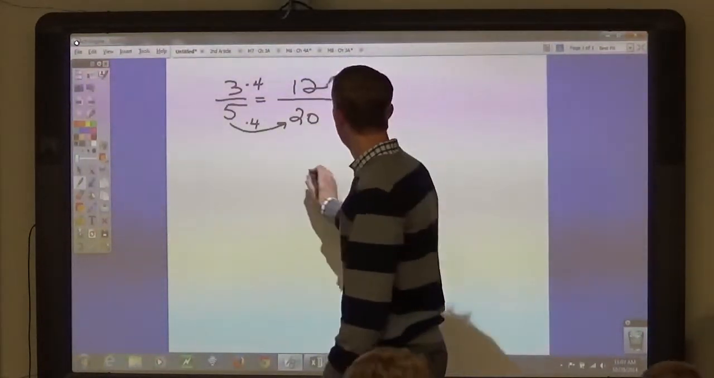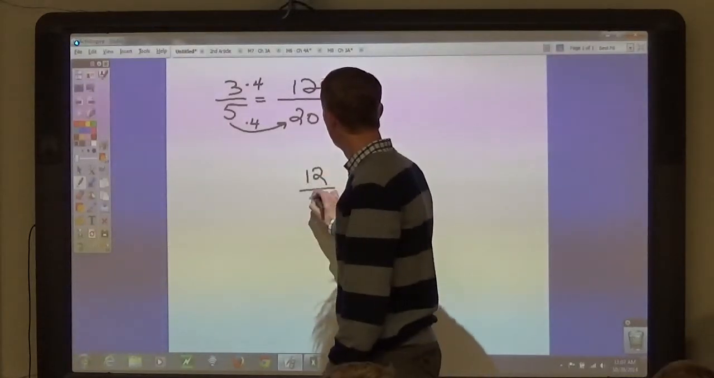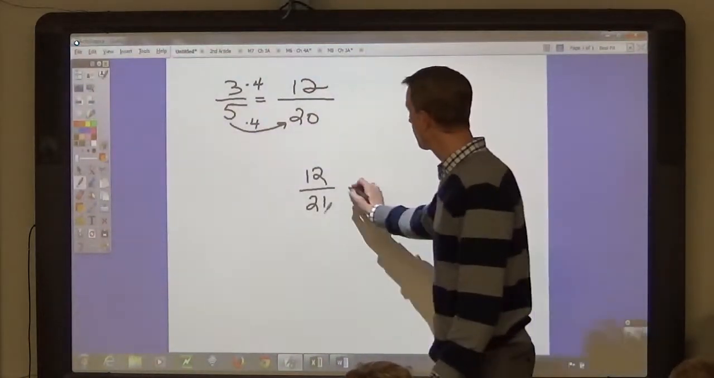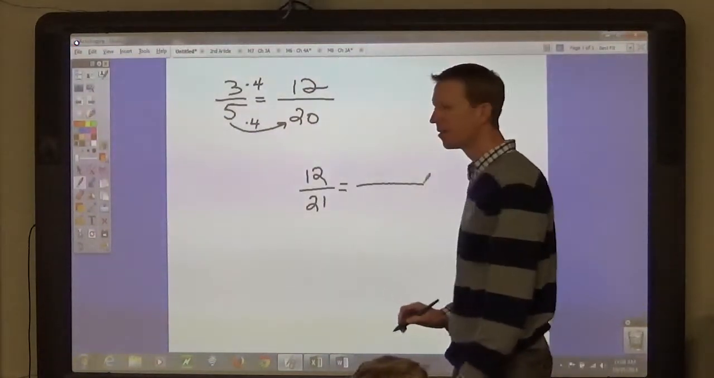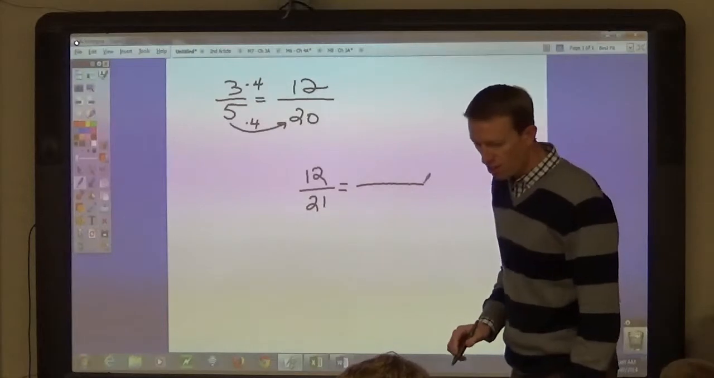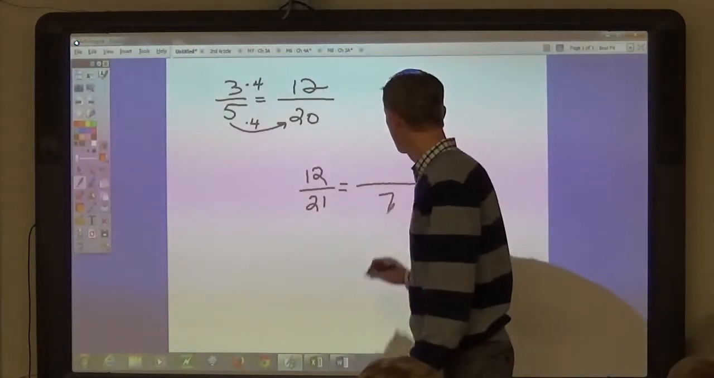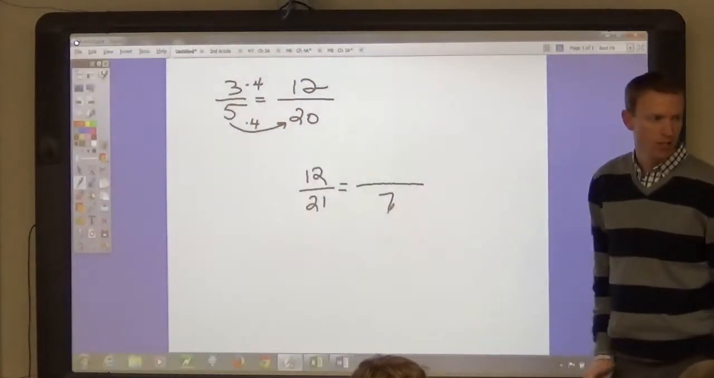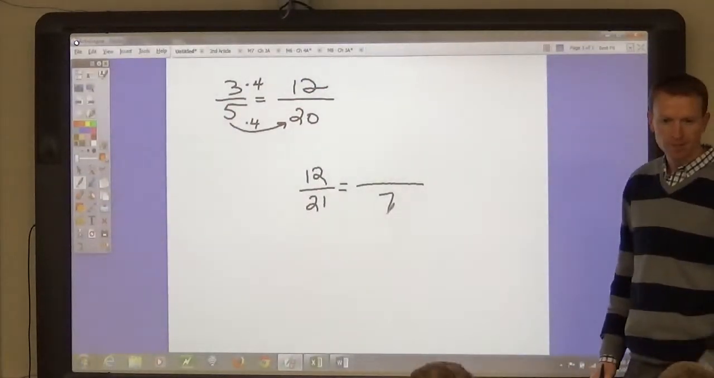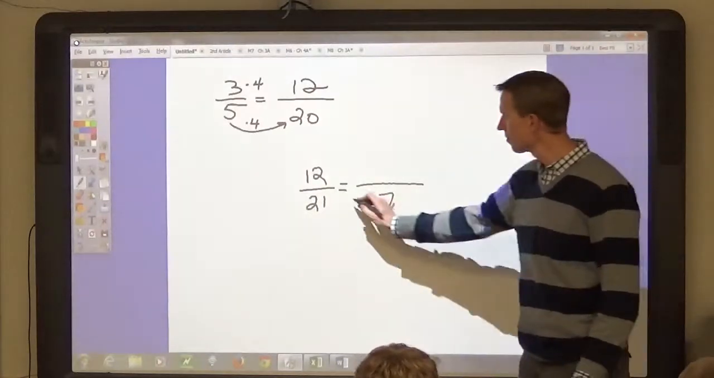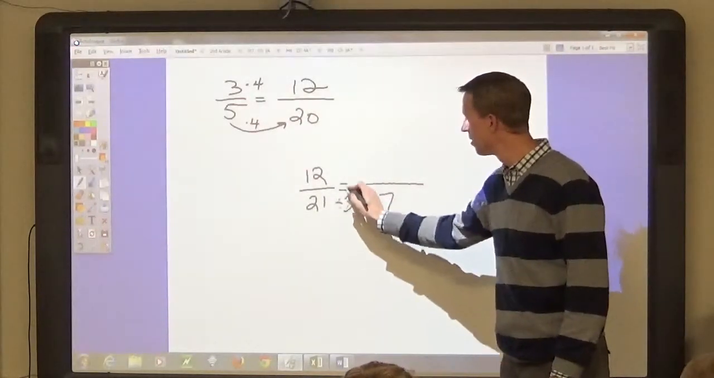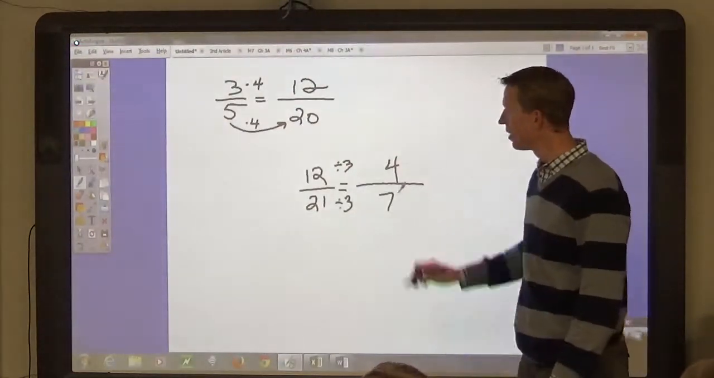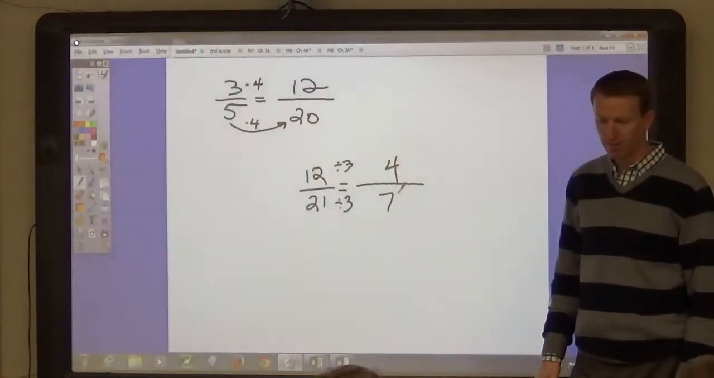Number 2. That one you're starting with 12/21ths. And we're finding an equivalent fraction in terms of sevenths. So we're converting the 21 to sevenths. How would we do that, Max? We divide by 3. Divide the top and the bottom number by 3. So the equivalent fraction is 4/7. Right?